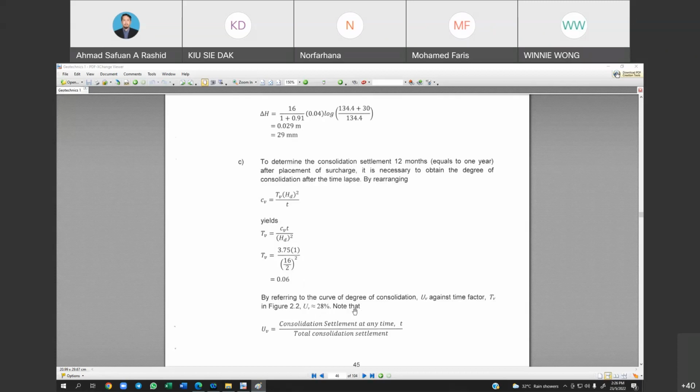Note that UV is the consolidation settlement at any time over the total consolidation settlement. So it's not a linear equation. You need to refer to the figure, or you can use the formula: there is one formula from 0 to 60, and another formula from 60 to 100, if you want to get the most accurate value compared to reading the graph.